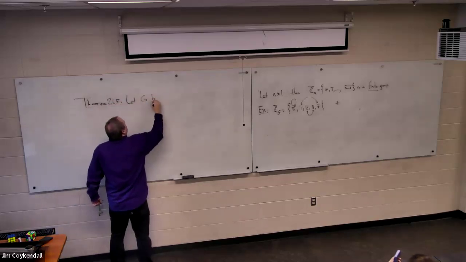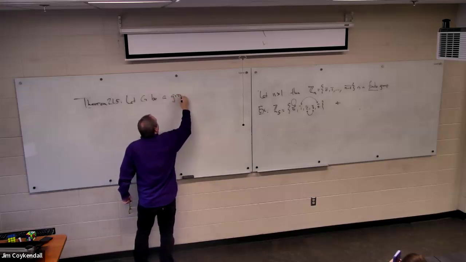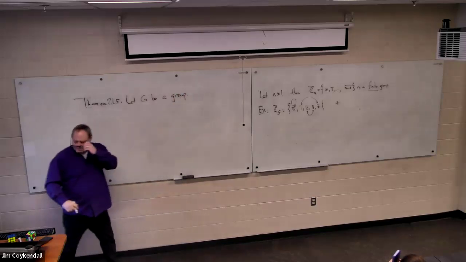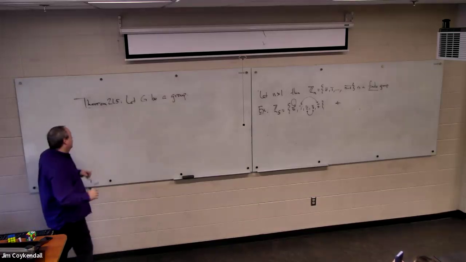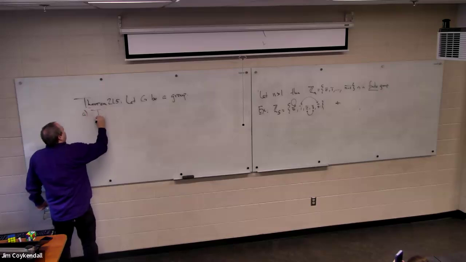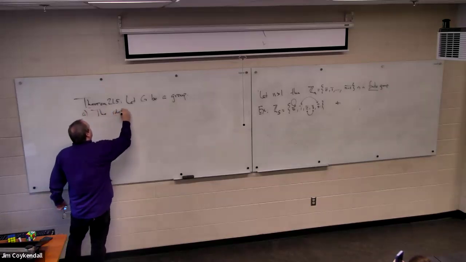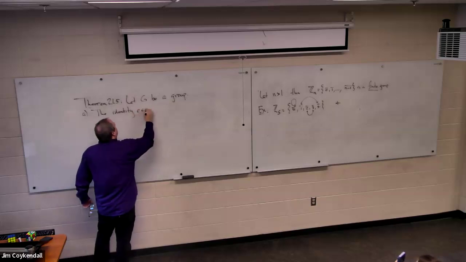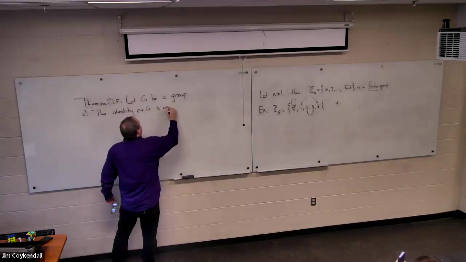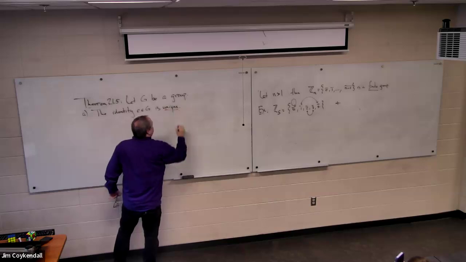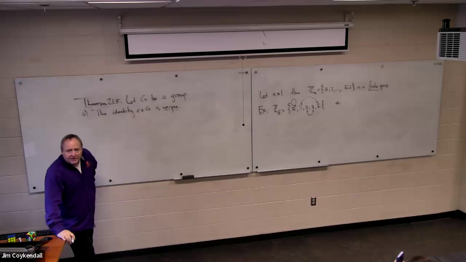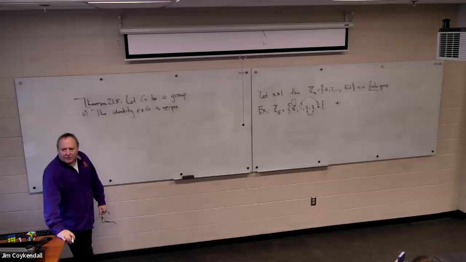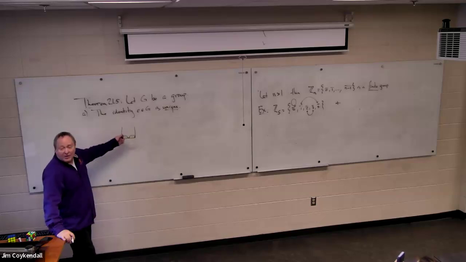Let G be a group. So here are some properties that it enjoys. For A, the identity is unique. Okay, one of the things we know about groups is it has an identity, right? We demand that by definition. But you might say, well, can a group have more than one identity? The answer is no. There's only one.